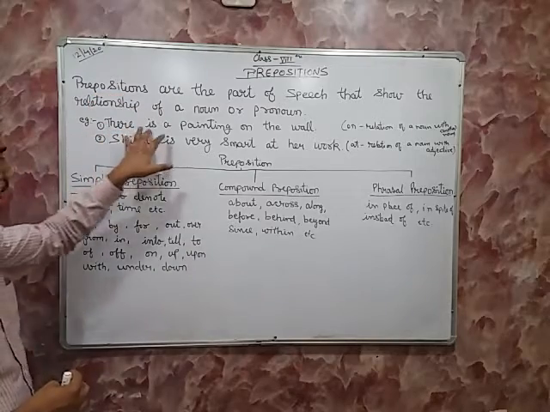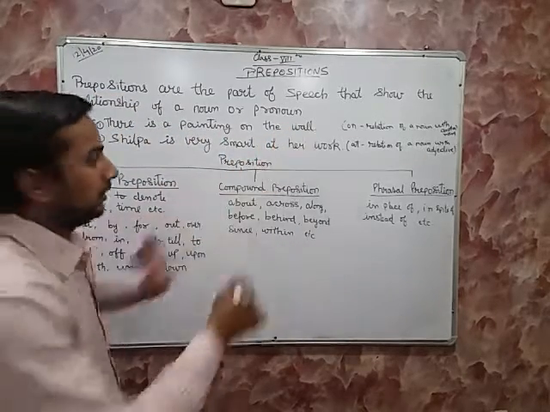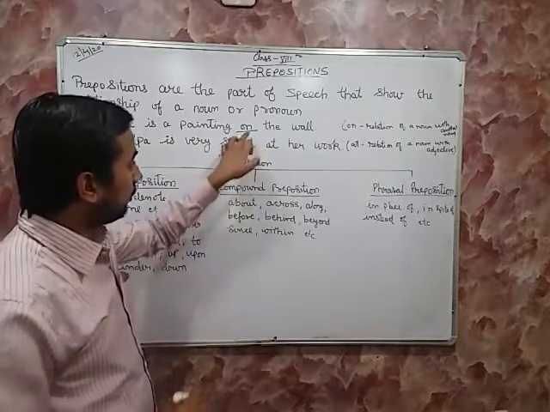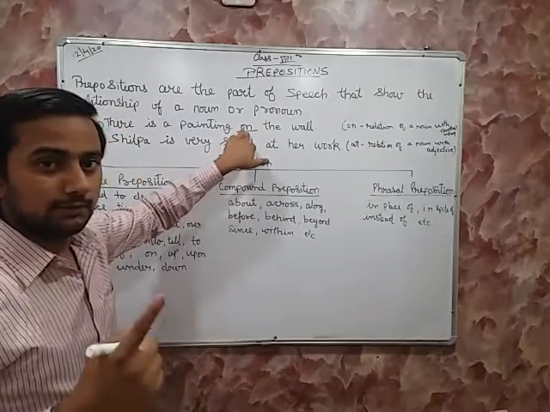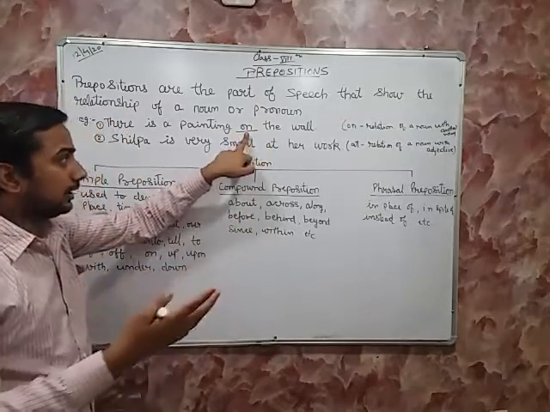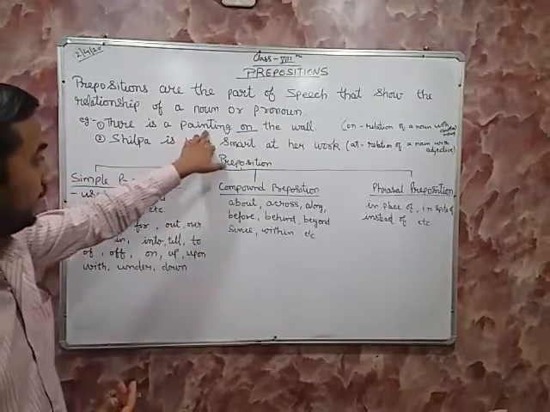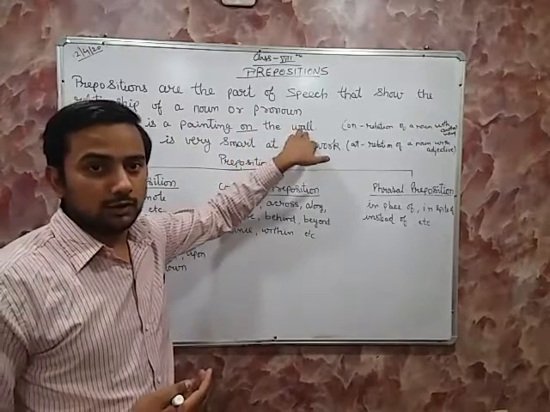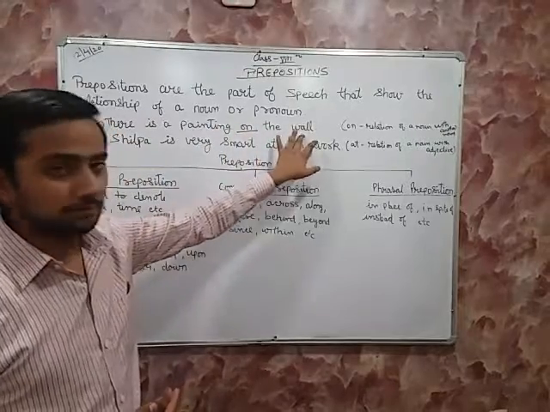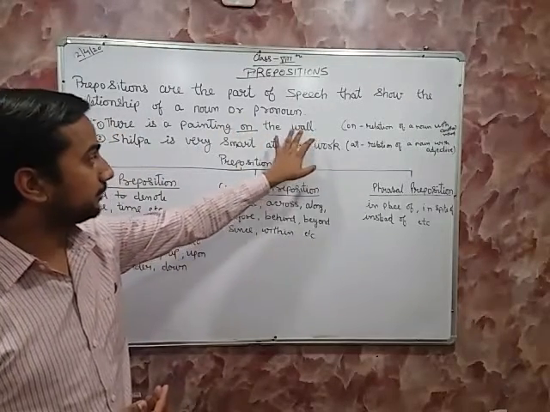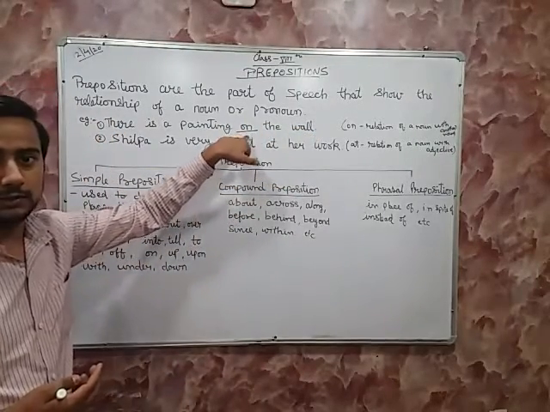For example, there is a painting on the wall. So here, this "on" shows the relation between a noun and another noun. Here one noun is painting and the other noun is wall. So these two nouns have some relationship. This relationship is expressed by a preposition, that is "on".